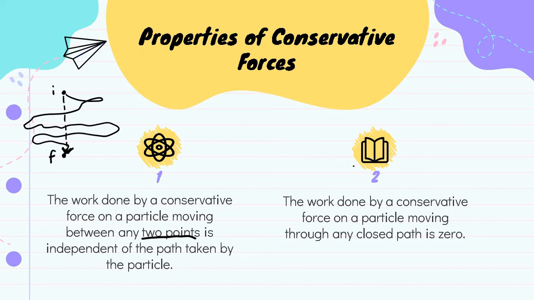However, for the second property, the work done by a conservative force on a particle moving through any closed path is 0. That basically means that the net work done by conservative forces is equal to 0, as long as the path taken by the particle is considered closed. And how do we identify if it's a closed path? If the initial position of the particle is the same as the final position of the particle.